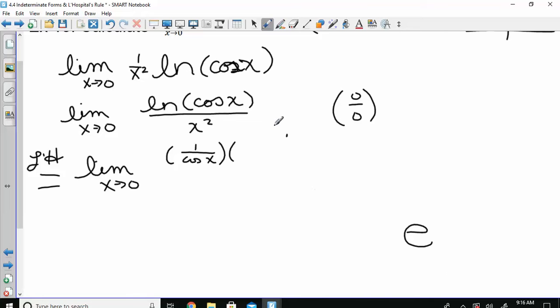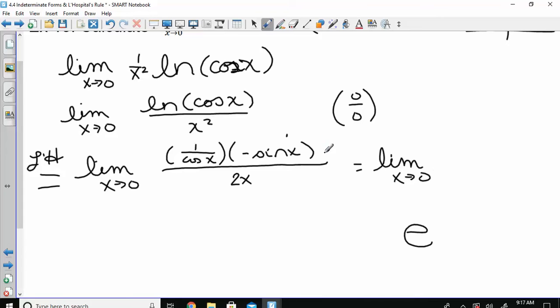So, derivative of natural log is 1 over the argument times the derivative of the inside, because we're doing chain rule. So, derivative of cosine is negative sine over the derivative of x squared would be a 2x. Okay, as far as cleaning this up, on the top we have sine over cosine, which is tangent. Okay, so this is still 0 over 0, isn't it? What does that tell me? L'Hopital again.